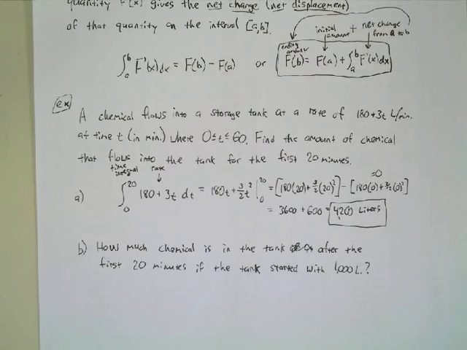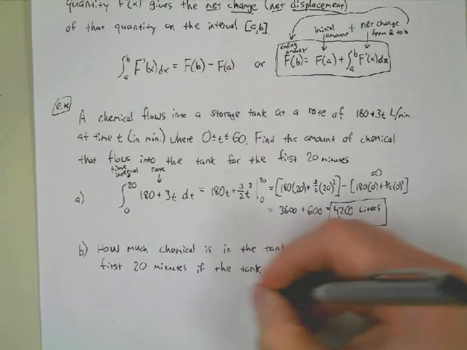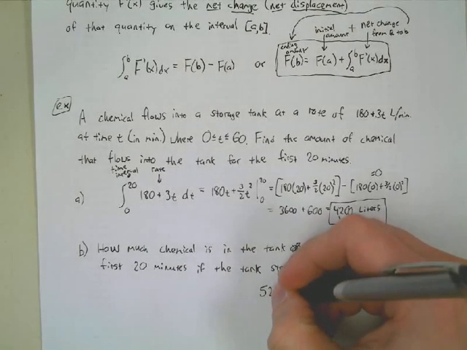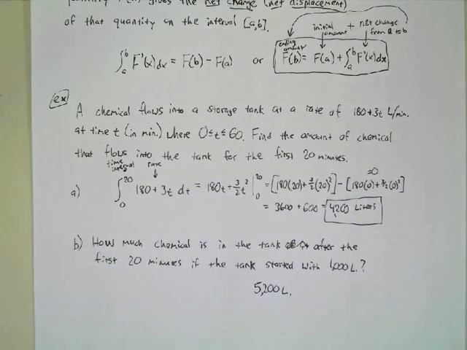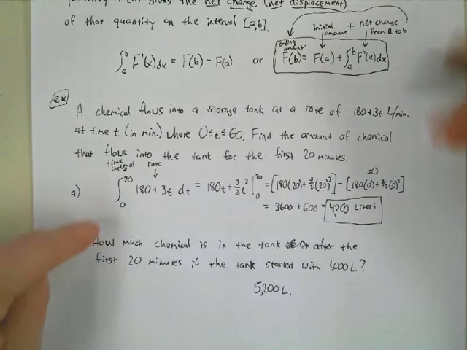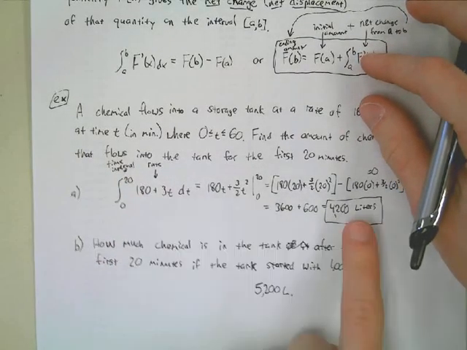That's the equation we found. So what is it, Tyler? 5,200 liters, yeah. Okay. Why is that? We start with 1,000 liters in the tank. We have a rate of change of chemical that's flowing into the tank at this rate, and from 0 to 20 minutes then, if we integrate that rate, we get the amount of chemical that's flowed in. All right? So what does that mean?